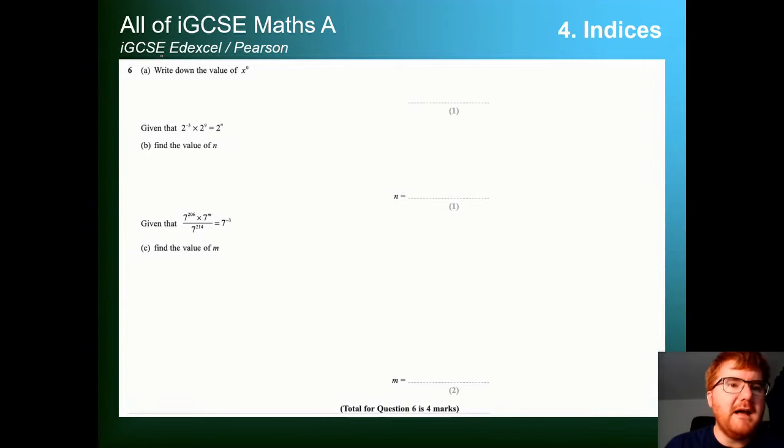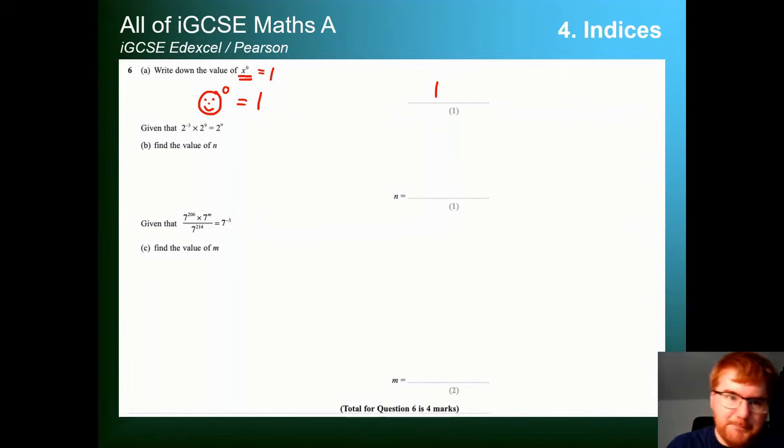So first of all, we have: write down the value of x to the power of 0. This is just a fact to learn. If you have anything, for example, a smiley face like this one, to the power of 0, then that's just equal to 1. Anything to the power of 0 is 1. So just write down 1 and get that mark.